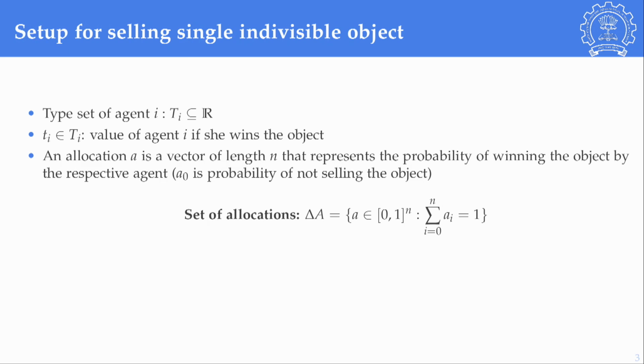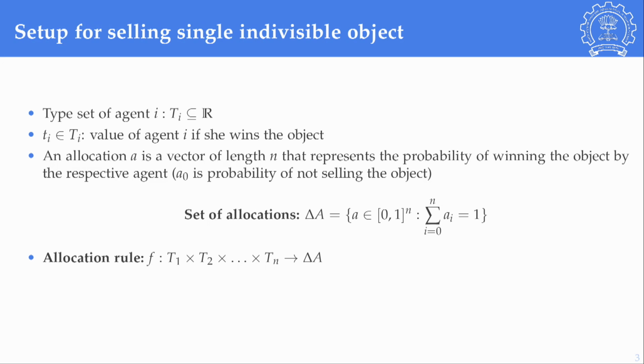Now allocation. Unlike last time, recall that we had this A, so each of those components, A is still a vector, but earlier we had only 0 or 1. Now we are allowing for the interval between 0 and 1. So it can be any real number, which is saying with what probability I am allocating that object to them. So this is the setup of randomized allocation. The set of all allocations now, we are just going to use very similar notation, delta of A, which is the simplex of all these allocations, with the condition that the sum of this is 1. So you see that there is i = 0, that means a_0 is the probability that the item is not sold, and everything else is the probability of allocation to that particular agent.